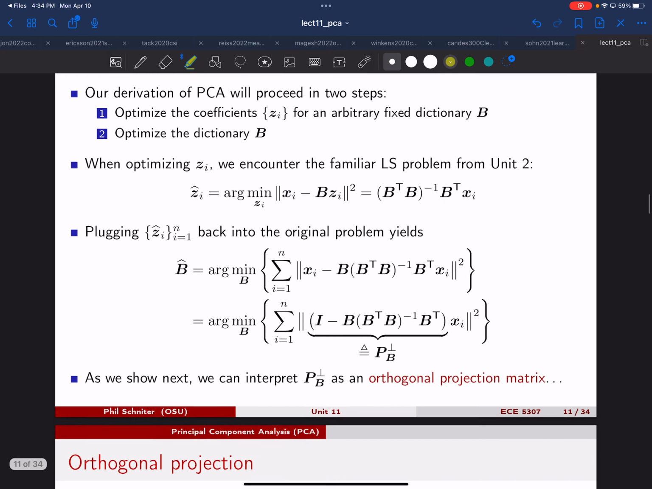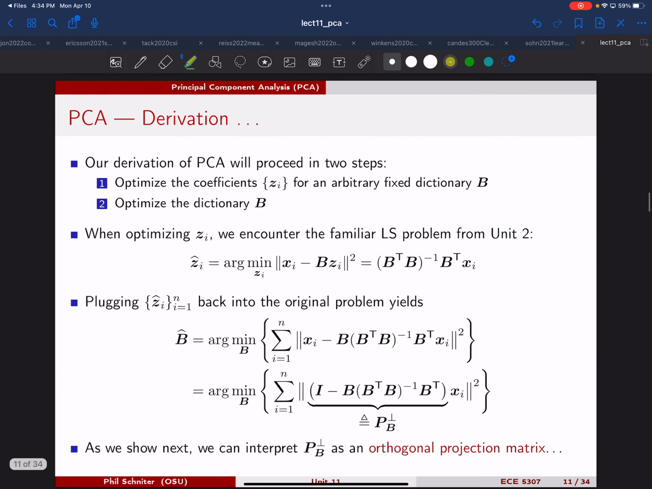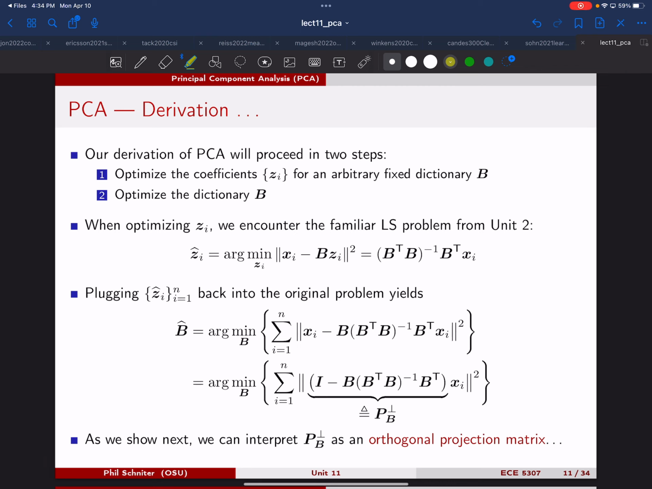It's going to take a few slides, but we'll encounter a number of principles which are really important, and you see them in other courses and other problems. Okay, so there's going to be 2 steps in our derivation. First, we're going to fix the dictionary at an arbitrary value b, and for that fixed dictionary, we're going to derive the optimal coefficients. That's easy. The hard part is optimizing the dictionary itself.